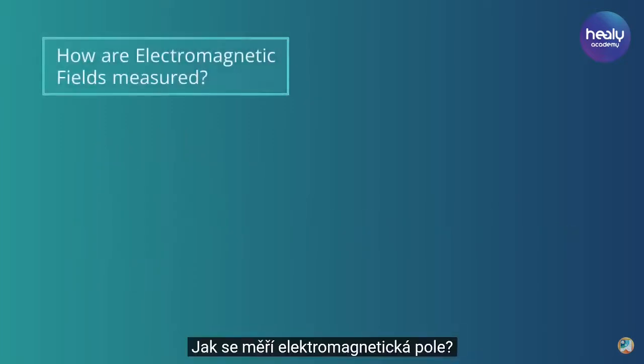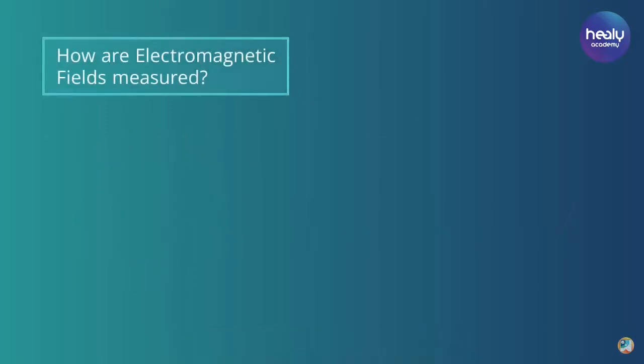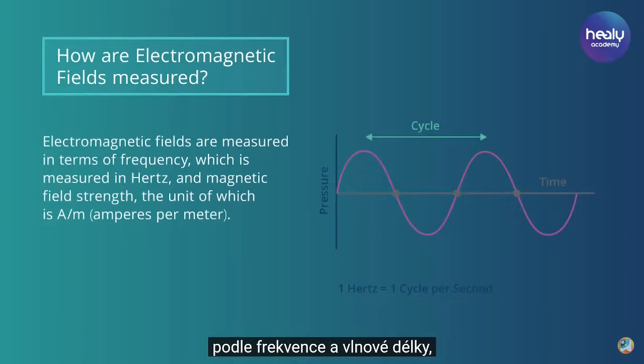How are electromagnetic fields measured? Their energy is determined by frequency and wavelength, propagates at the speed of light, and can be calculated or measured, among others, on the basis of their frequency and the strength of their magnetic field. 1 Hertz corresponds to 1 full sine wave per second.